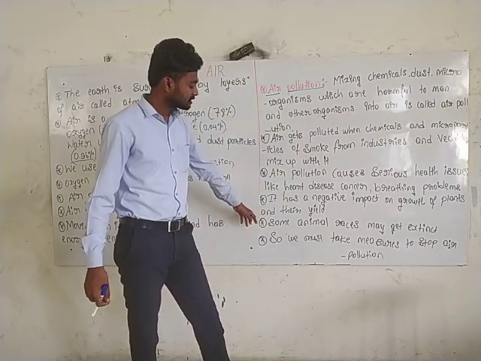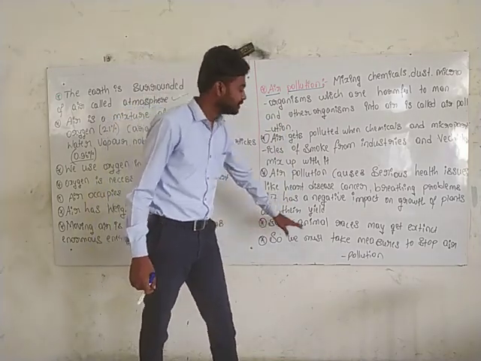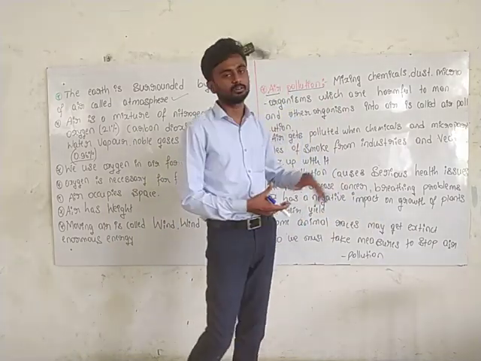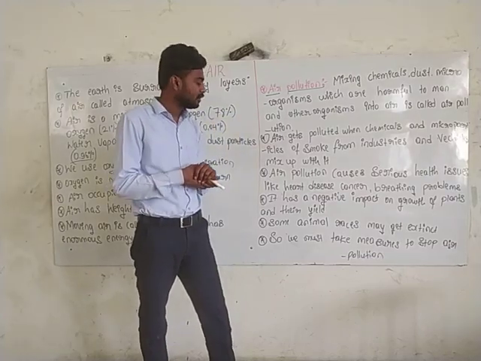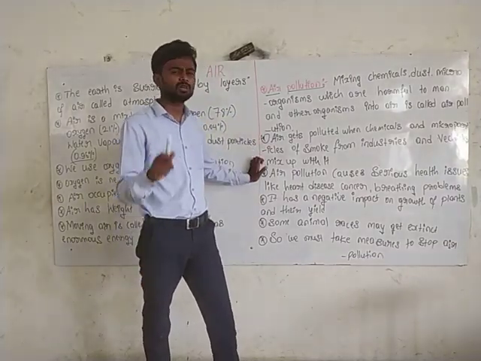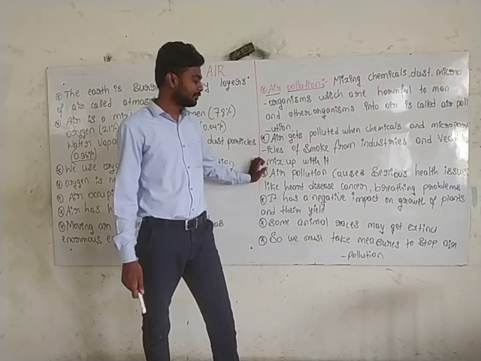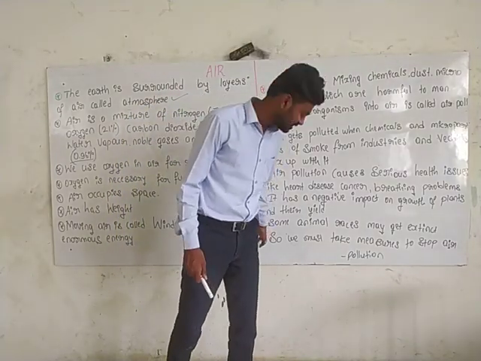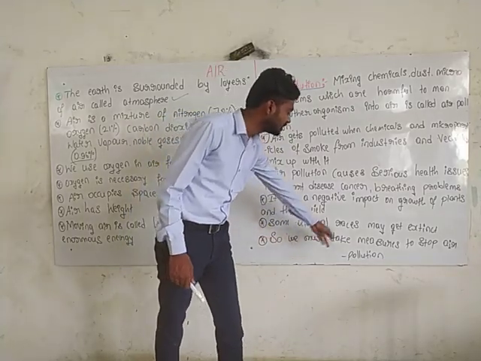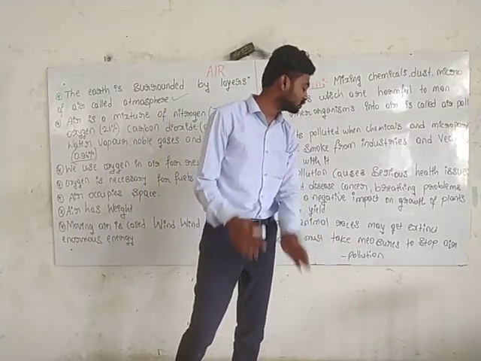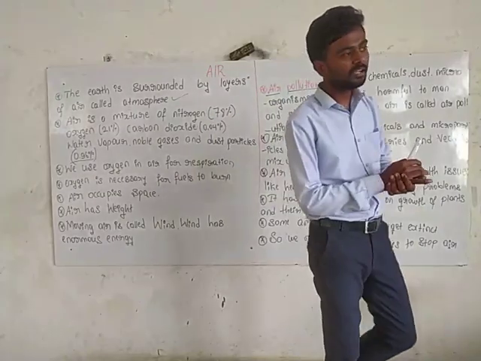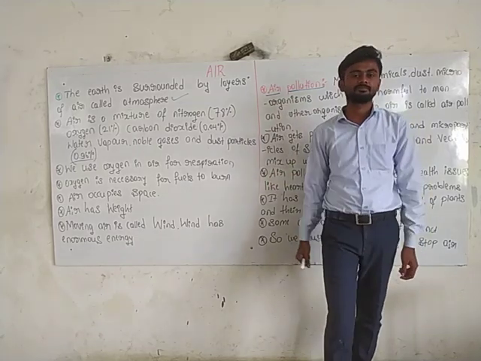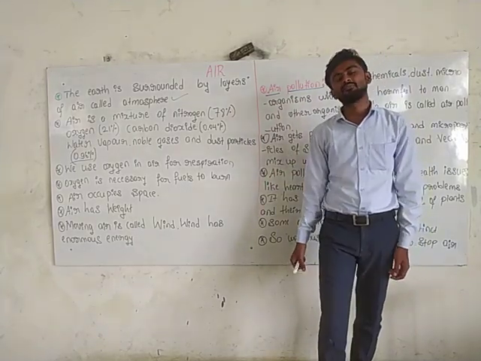Next one. Some animal races may get extinct by the actions of the air pollution. It is very dangerous to all types of living organisms. And also some animal races may get extinct, and so we must take measures to stop the air pollution. So this is about the air pollution.